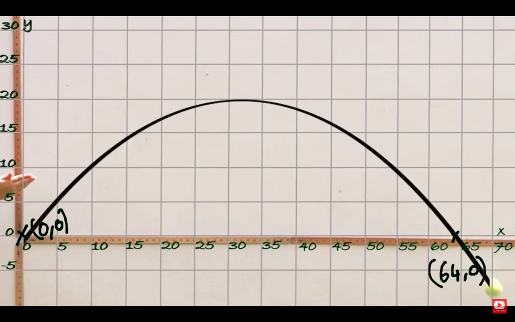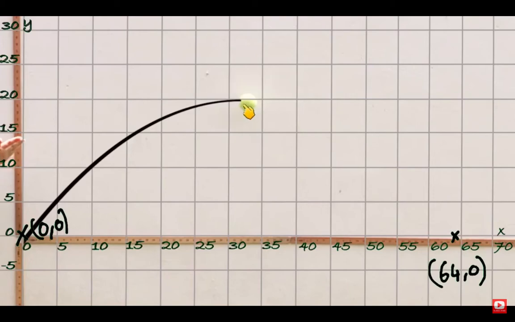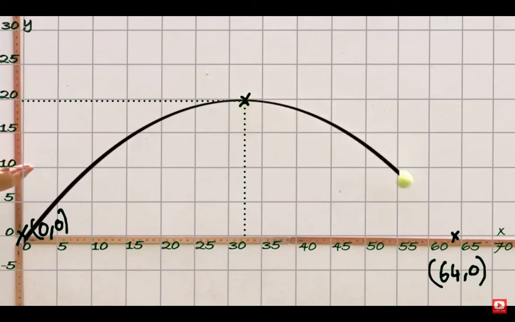And then what we want to look at is perhaps the vertex, which is the highest point that the ball travels. I think the highest point the ball travels is probably about here, which if we look down to the x-axis is probably about 32, roughly speaking. And then that goes to the y-axis, I think is about 20. So it cuts the x-axis about 32 and the y-axis about 20. So that would be our third point.